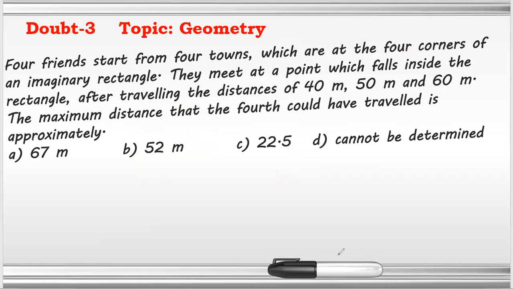It says there are four friends starting from the four towns which are at the four corners of an imaginary rectangle. They meet at a point which falls inside the rectangle. After traveling 40, 50 and 60, the maximum distance that the fourth could have traveled approximately is.